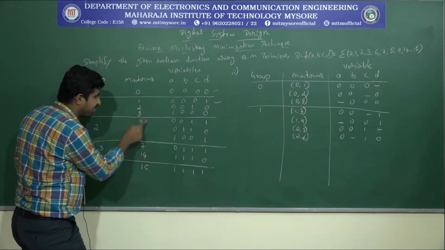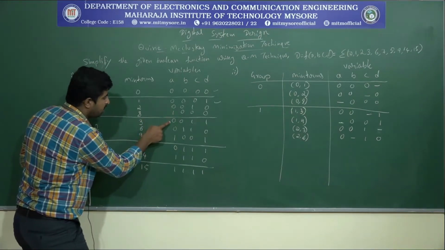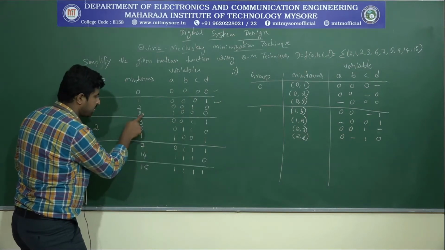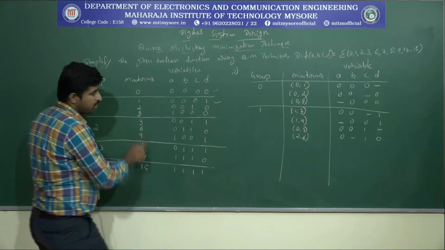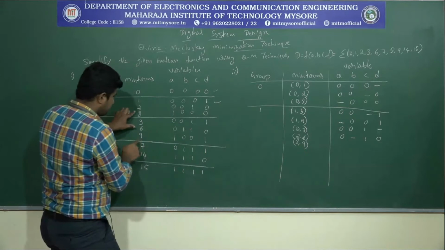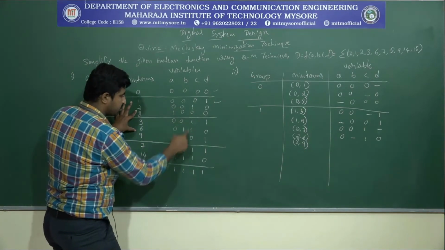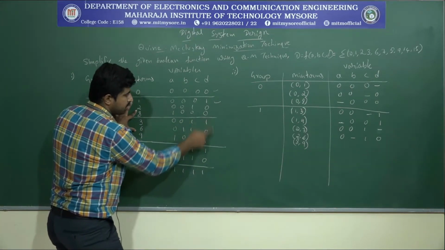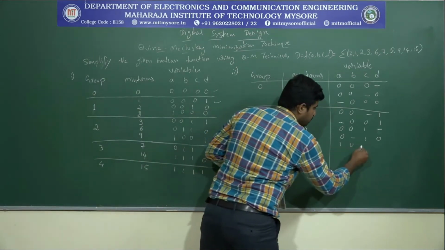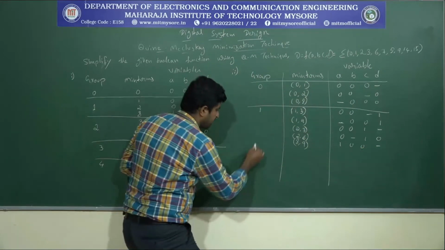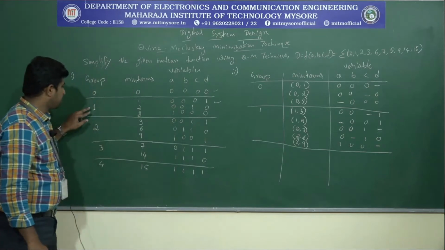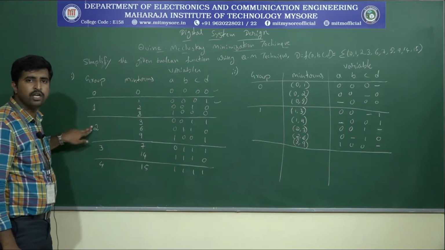Next, let's compare 8 with 3. 8 with 3, not able to group. 8 with 6, not able to group. Next, 8 with 9, yes, we can group. So 8 comma 9 is possible, and the positions are 1 0 0 dash. The change-over is indicated with the dash. So that completes comparing group 1 with group 2.